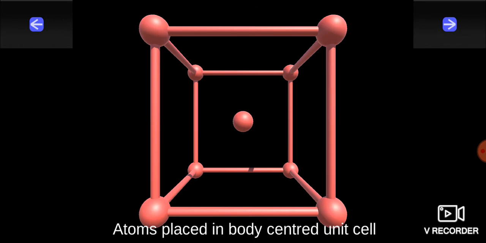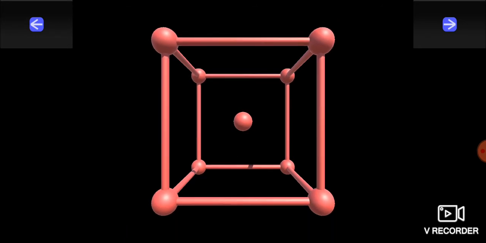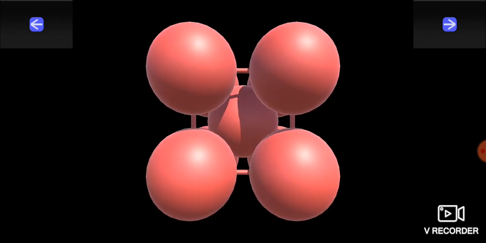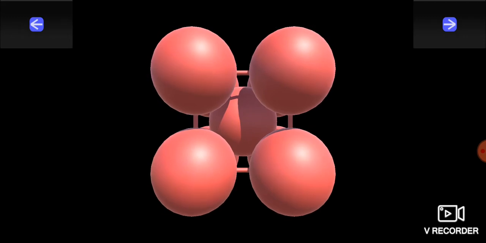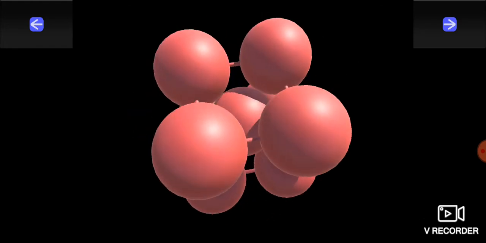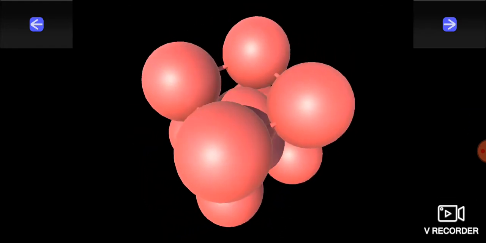Now here the atoms are placed in the body centered also. Right, the atoms present at the corners plus one atom which is present at the body center. See the contribution. This particular atom which is present at the body center will have its own individual contribution which is equals to 1, because it is touching all the 8 corners, as you can see.